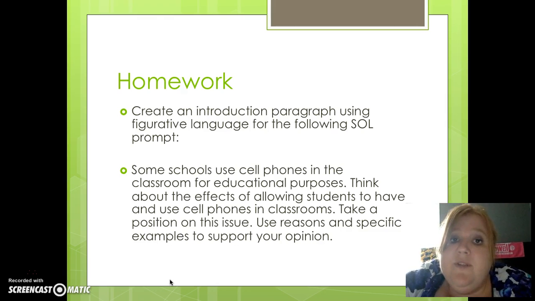Remember, the types of figurative language we've studied here are personification, simile, metaphor, and onomatopoeia. Please make sure, also alliteration. Please make sure that you pause and take notes at the appropriate parts and complete the homework to receive full credit.